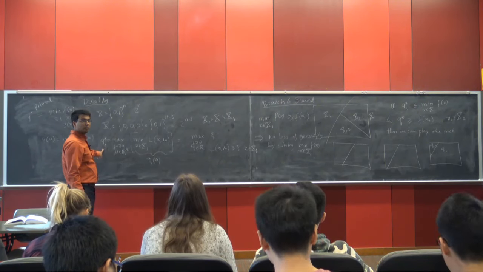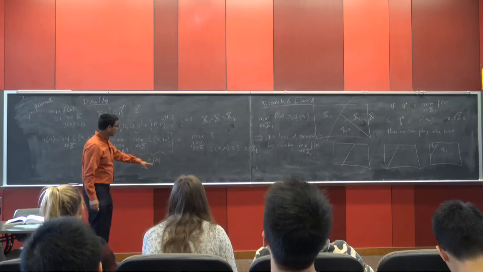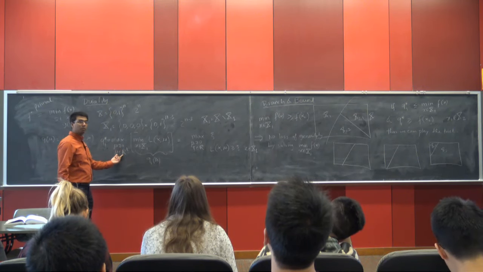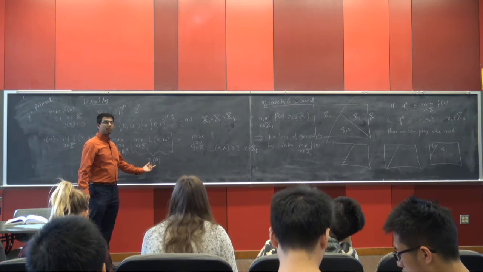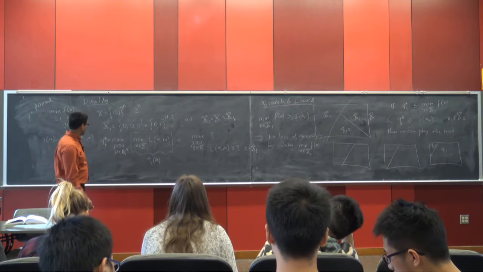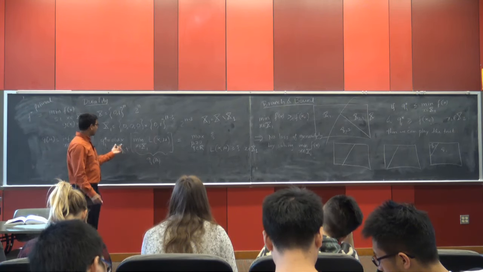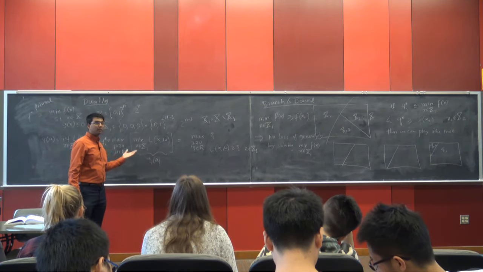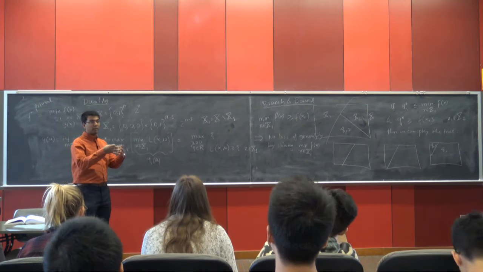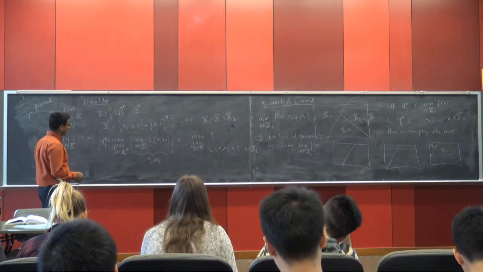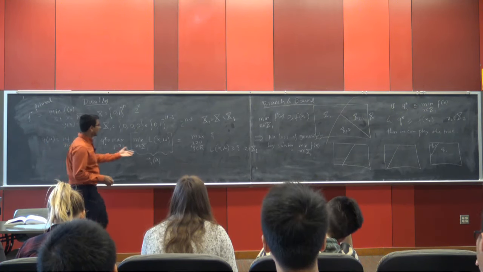What is this Q1 star? This is Q1 of mu, and I want to maximize Q1 of mu over all mu greater than or equal to 0, mu in R. Yeah, that's the duality. So maximization of Q1 of mu, that's the dual problem, if you're restricting your attention to this set X1. So these two problems are equal.